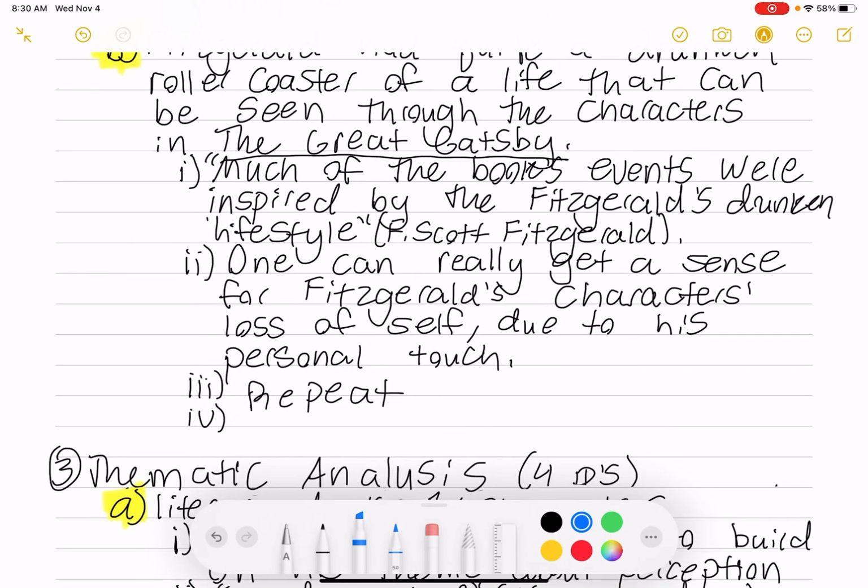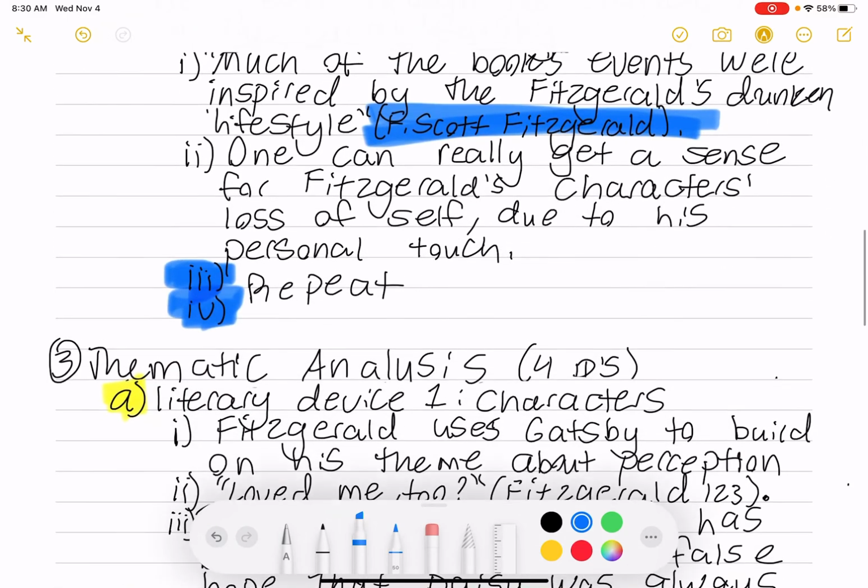And then I have a piece of evidence again. Much of the book's events were inspired by the Fitzgerald's drunken lifestyle. Again, F. Scott Fitzgerald is what I used to cite that. One can really get a sense for Fitzgerald's character's loss of self due to his personal touch. And then again, I would find another piece of evidence and explain that about how his lifestyle affects his writing. And that would complete 2 full body paragraphs.